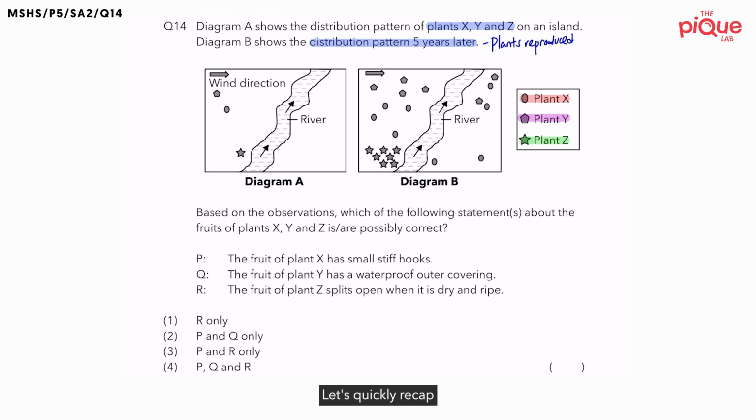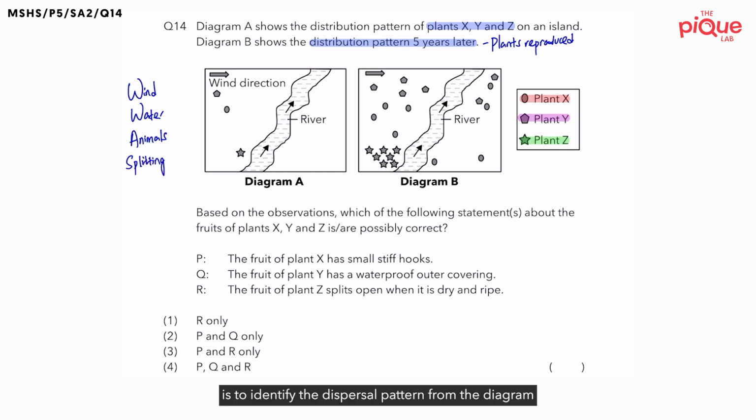Let's quickly recap on the 4 different seed dispersal methods. We have dispersal by wind, water, animals, and lastly, splitting. So the trick to this question is to identify the dispersal pattern from the diagram so that you can then match it to the different dispersal methods that we have just talked about.